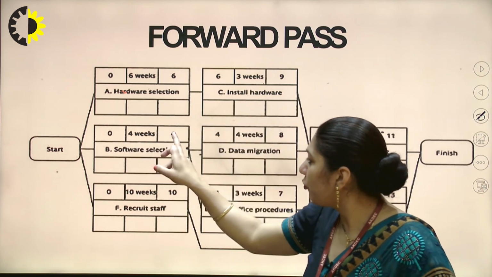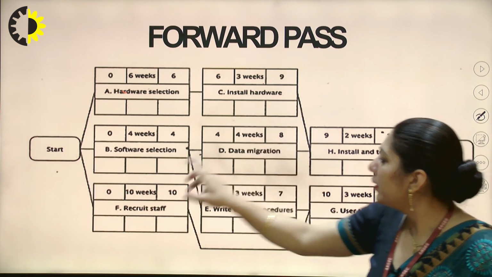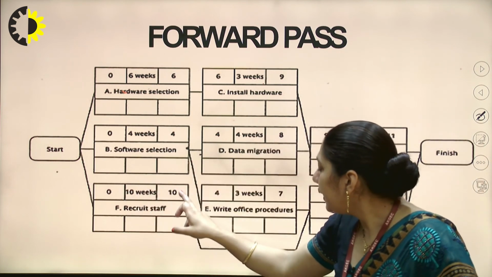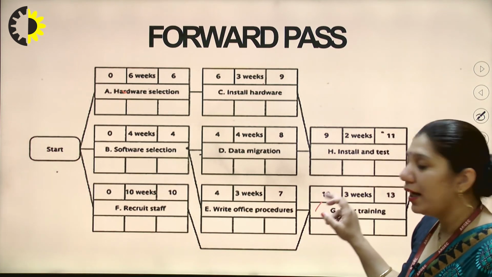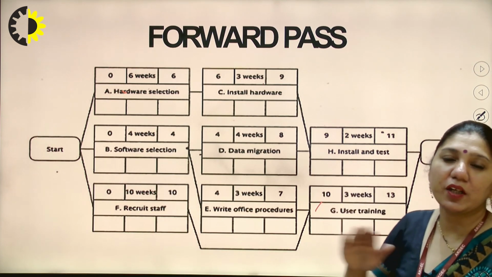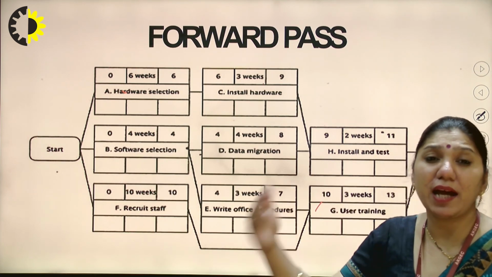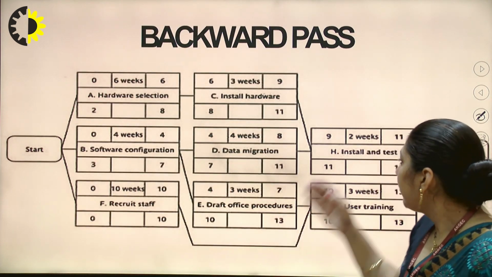0 plus 4 is 4. This 4 will move on here itself. 4 plus 4 is 8. And similarly, 0 plus 10 is 10. Then this 10 moves on to the G part, here itself 10. And then 10 plus 3 is 13. I hope you're getting basic information about how the forward pass works. We are simply adding the weeks. Fine. Then we have the backward pass.